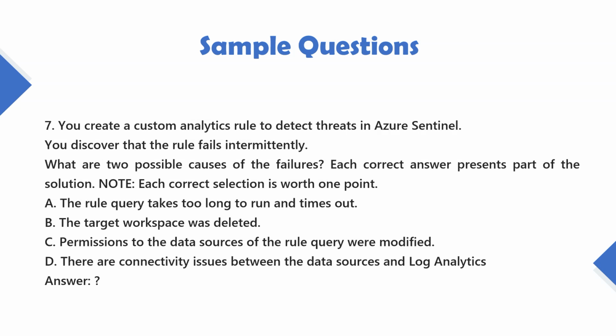7. You create a custom analytics rule to detect threats in Azure Sentinel. You discover that the rule fails intermittently. What are two possible causes of the failures? Each correct answer presents part of the solution. Note: each correct selection is worth 1 point. A. The rule query takes too long to run and times out. B. The target workspace was deleted. C. Permissions to the data sources of the rule query were modified. D. There are connectivity issues between the data sources and Log Analytics.